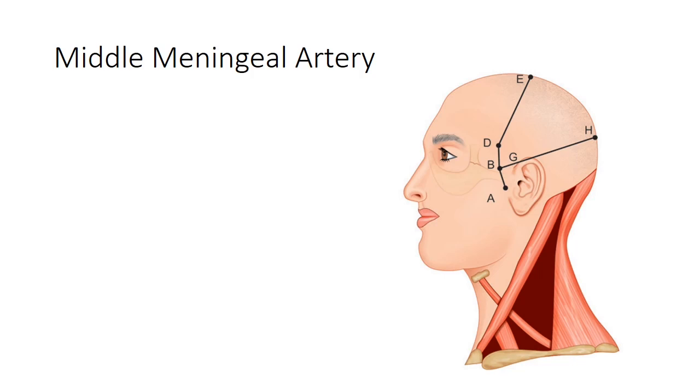And we also know the middle meningeal artery is approached through the area of the pterion in order to control the extradural hemorrhage, and usually the extradural hemorrhage is due to the rupture of the middle meningeal artery.